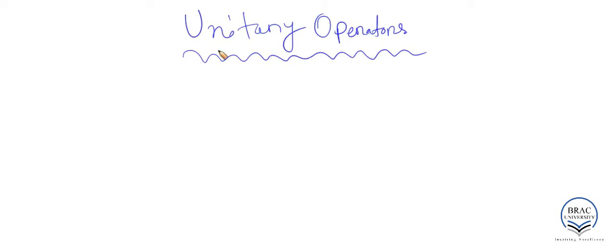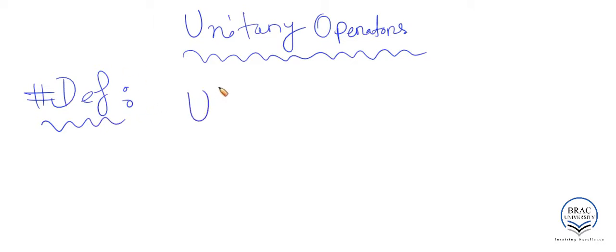Today we want to talk about another kind of linear operator that will be very important in our study of physics, that is called unitary operators. A unitary operator is defined as follows. So let's take the definition first: U dagger U equals the identity, which equals U U dagger, where U is our unitary operator.